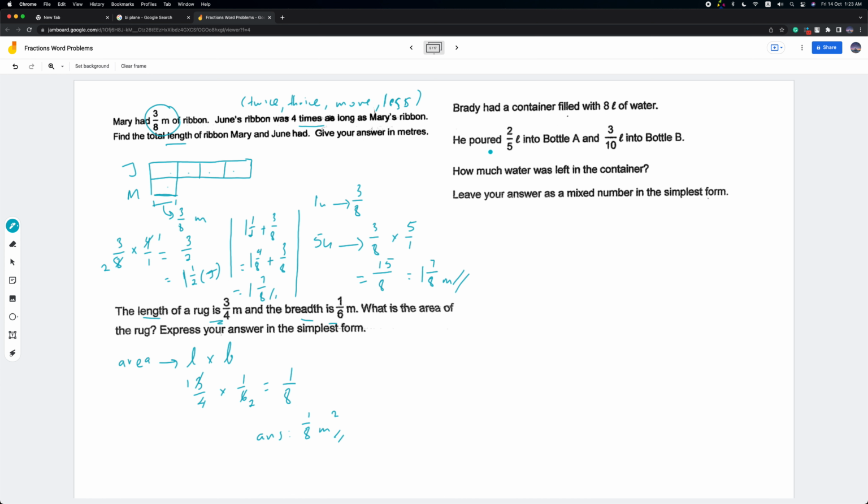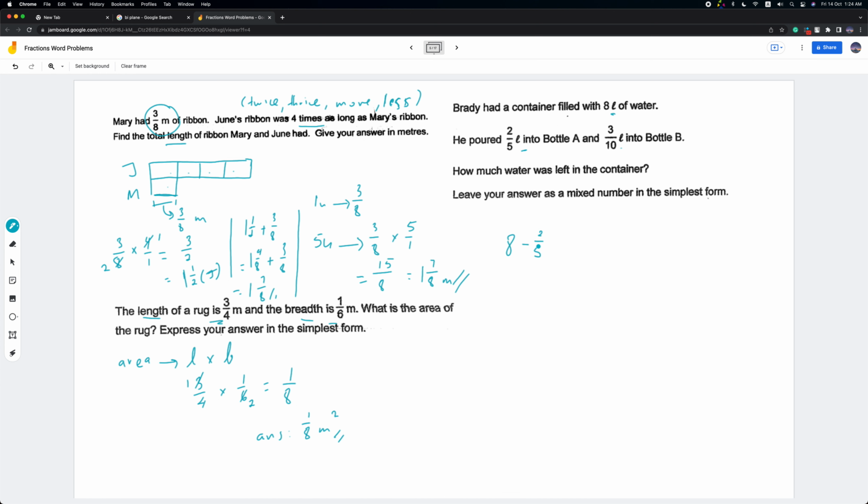And the last question for this video. Brady had a container filled with 8 liters of water. He poured 2/5 liter into bottle A and 3/10 liters into bottle B. How much water was left in the container? Again, all these are the same questions that we have done. This is the fraction that comes with units. So what do we do? We can straight away subtract.